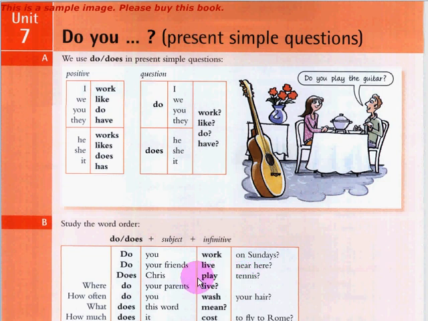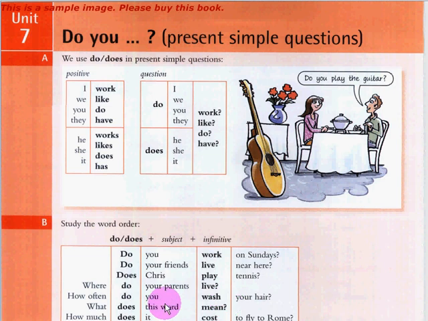Now, you can also see that we use our WH question words where and what when we are making present simple questions. Here are examples. Where do your parents live? Remember that we put the WH question word before do or does. Okay? So look at this one. What does this word mean? Don't be confused with this word, because this simply means it, because you can substitute it with this phrase. So you can also say, what does it mean?